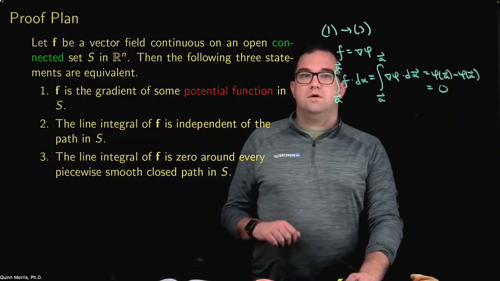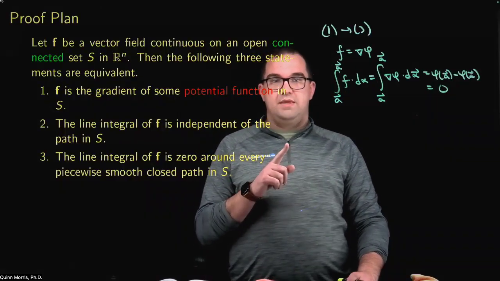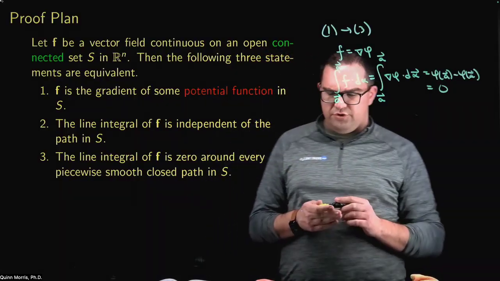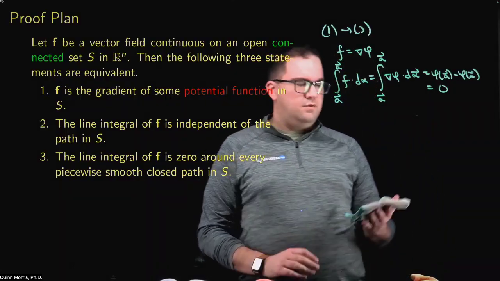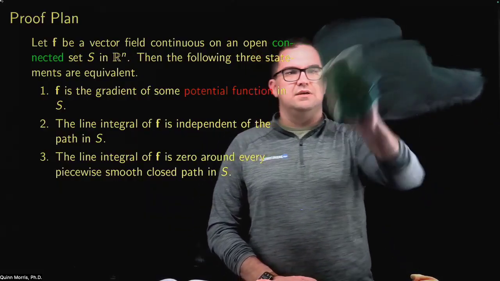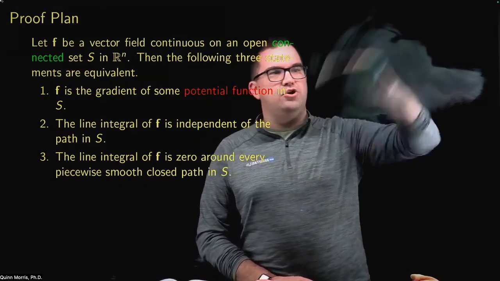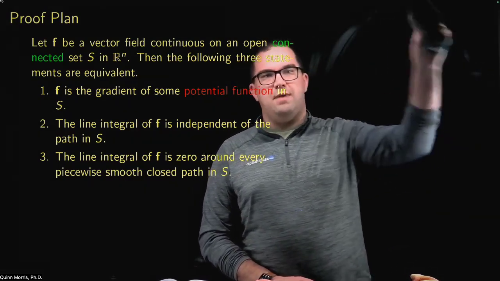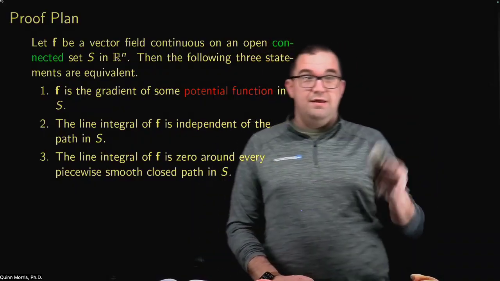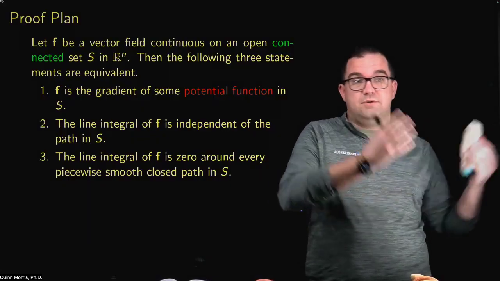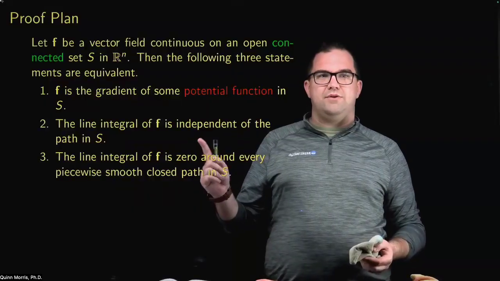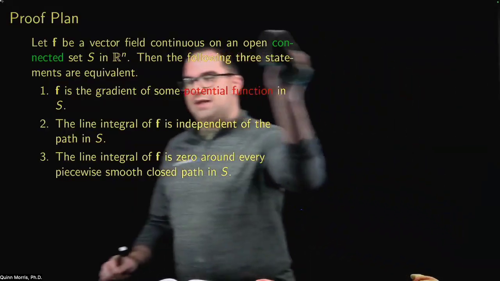All right, now our next goal is going to be to prove that 2 implies 1. On the surface, this one seems to me, at least at the outset, much more difficult. One of the reasons it seems more difficult is I understand how to use, as my hypothesis, that f is the gradient of some potential function. That means I can just start by saying, let f be gradient of psi for some function psi. It's unclear to me how to use that the line integral of f is independent of the path in S.